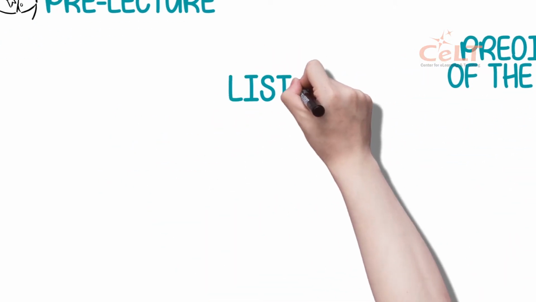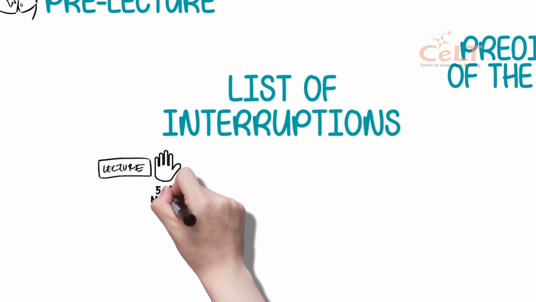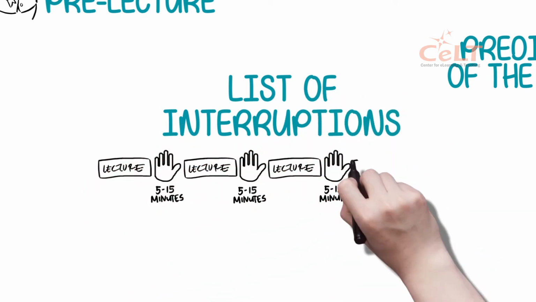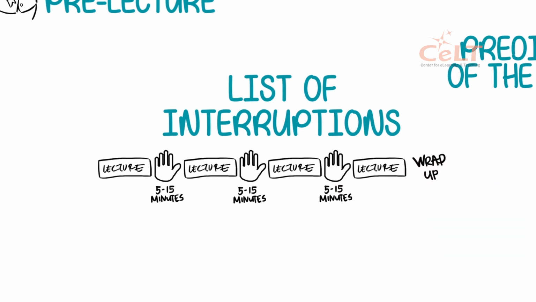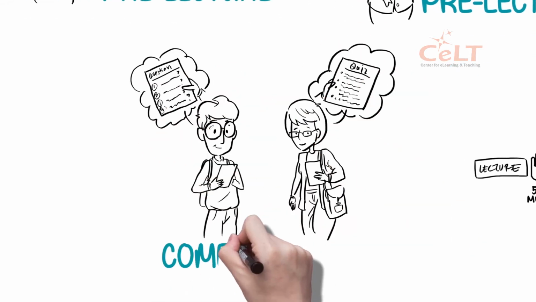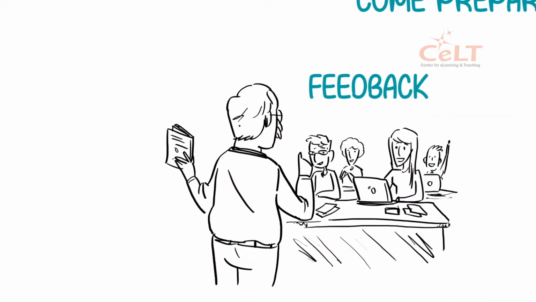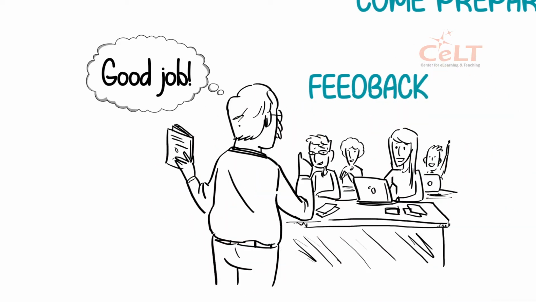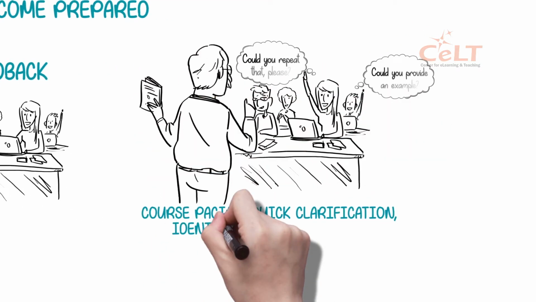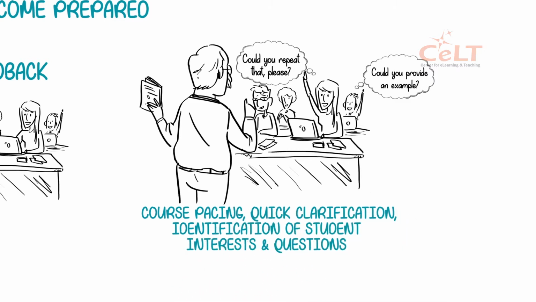Plan for at least 3 interruptions within an hour's class. Each activity may take 5 to 15 minutes to wrap up. Remember, remind students to come prepared before class. That's crucial. Also, remember to give feedback to students' responses. That is key to learning. The feedback can be useful to guide teaching decisions, for example, course pacing, quick clarification of small misunderstandings, and identification of student interest and questions.